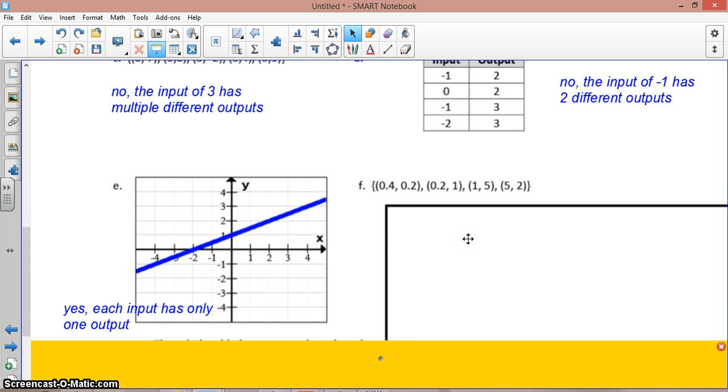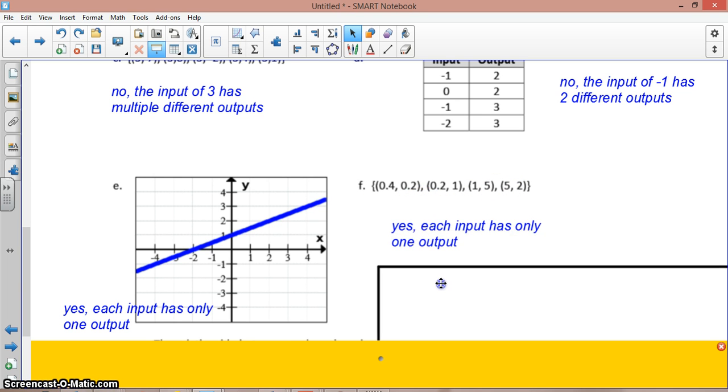Again, we have a list of ordered pairs. Here we have all different inputs, and so as long as all those inputs are different, each input has only one output. So that is a function.